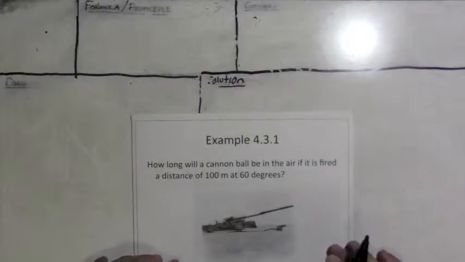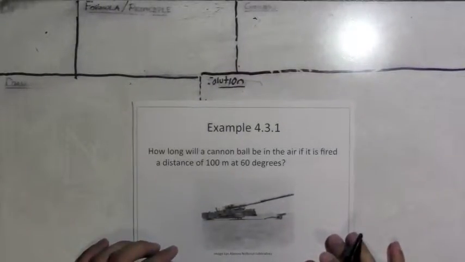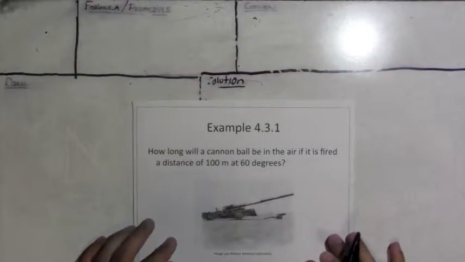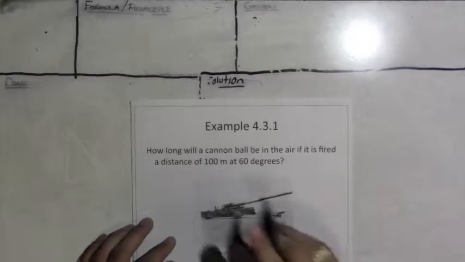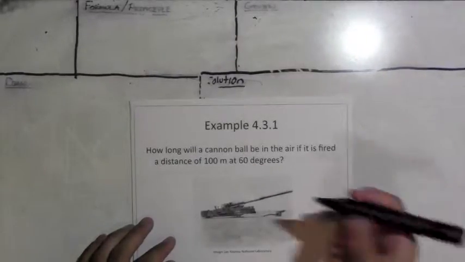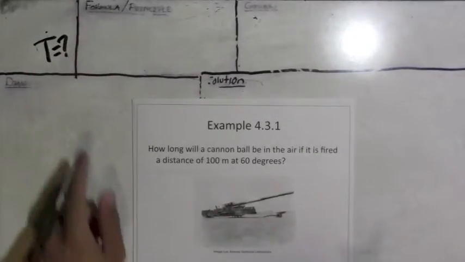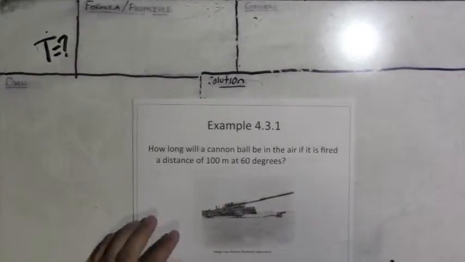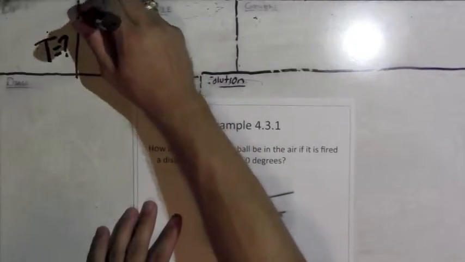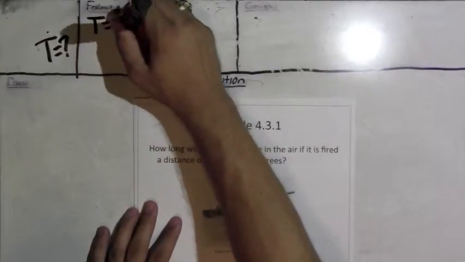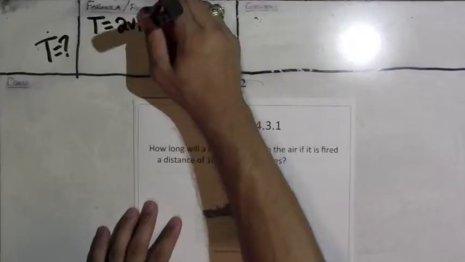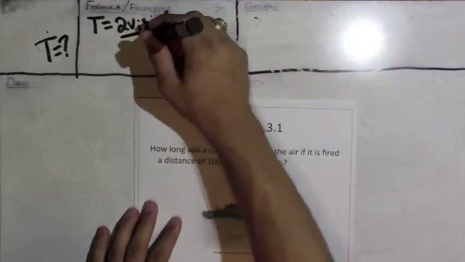Okay, this is example 4.3.1. It says, how long will a cannonball be in the air if it is fired a distance of 100 meters at 60 degrees? So what we are looking for is the flight time. We indicate flight time with a capital T, and since we are looking for flight time, we're going to use the equation 2vi sine theta over g.